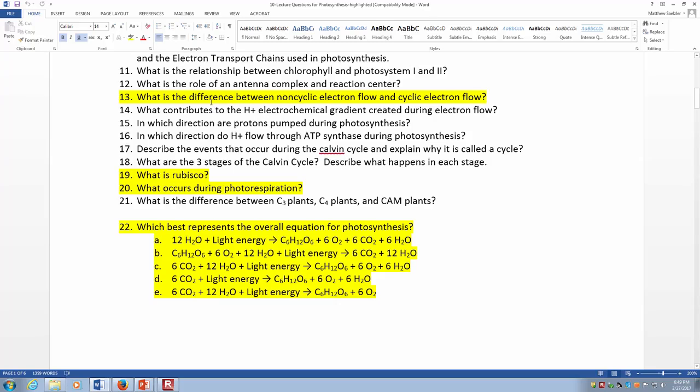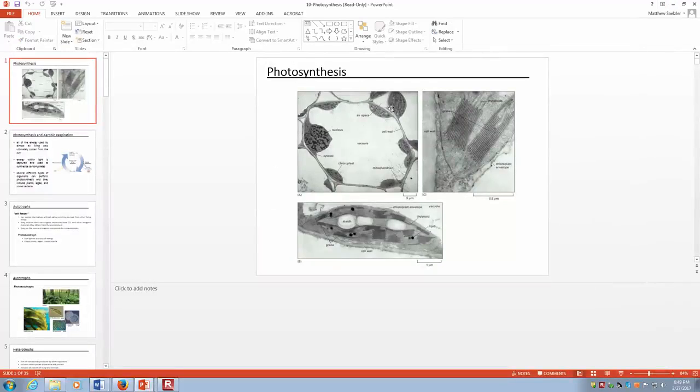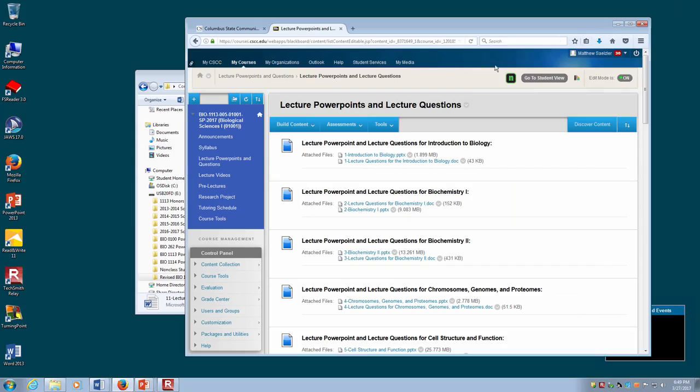Okay, so let's take a break, and then when we come back from the break, we're going to start in on cellular respiration and fermentation.